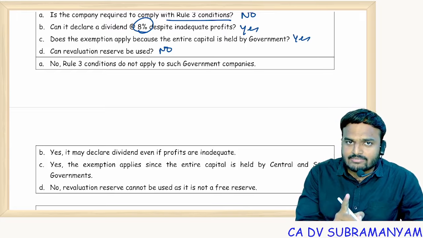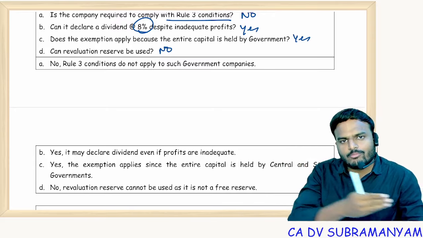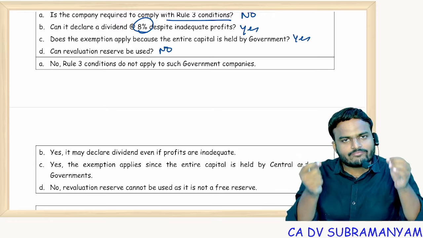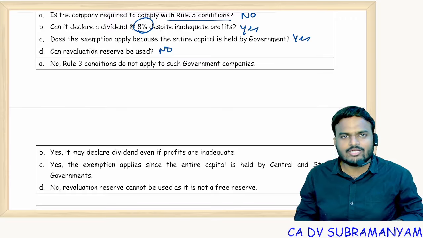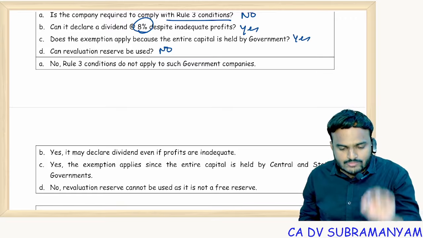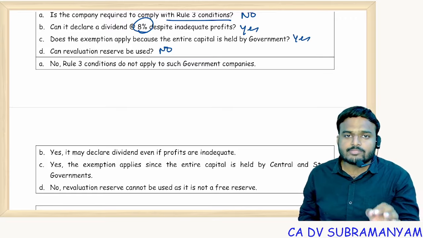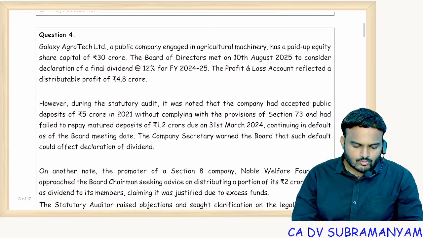Government company exemption is only from the 4 conditions, not from the sources. Sources 4 points are common for all the companies. Even providing for depreciation is also common for all the companies, including government companies. Clear? Only those 4 conditions, rate of dividend, sources of dividend, only those 4 conditions are not applicable to 100% government owned companies. Chalo, next question.